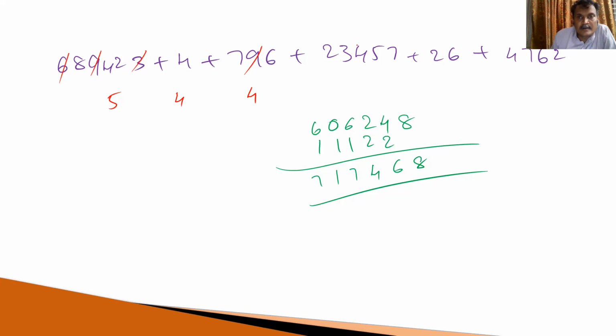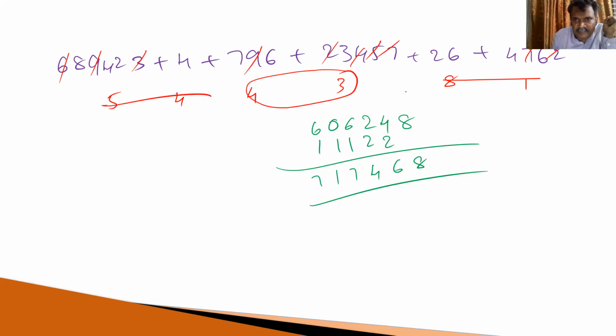Okay. Next 5 and 4, 2 and 7. So this is equal to 3. This is 8, 7 and 2. This is equal to 1. 1 and 8 cancel. 5 and 4 gets cancelled. So what is the sum? That is equal to 7.